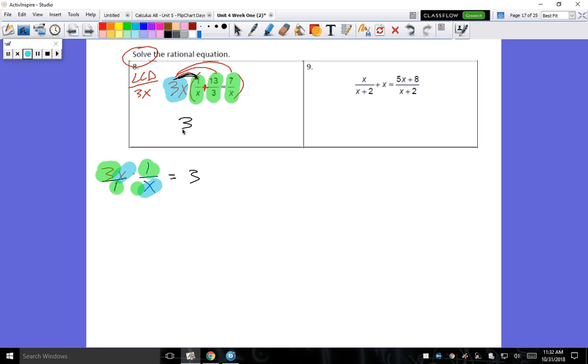When we do the second distribution, what cancels? The 3. What is left over? 13x. 13x. Because you distributed that 13.